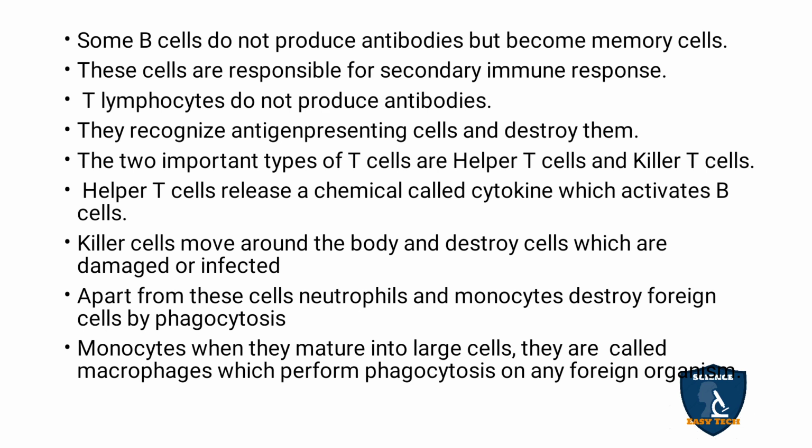Helper T cells release a chemical called cytokine which activates the B cells. So helper T cells produce a chemical substance called cytokine, and this secretion is to activate the B cells. The killer cells move around the body and destroy the cells which are damaged or infected. If any part is damaged or infected, that part will be destroyed by these killer cells.